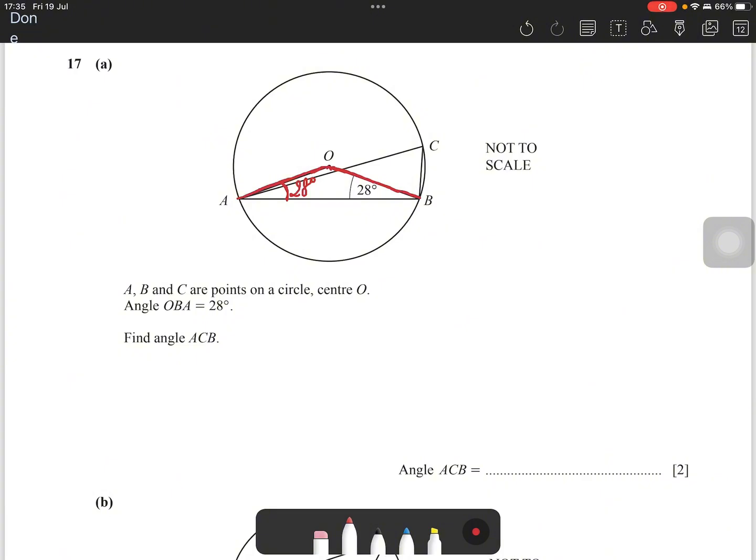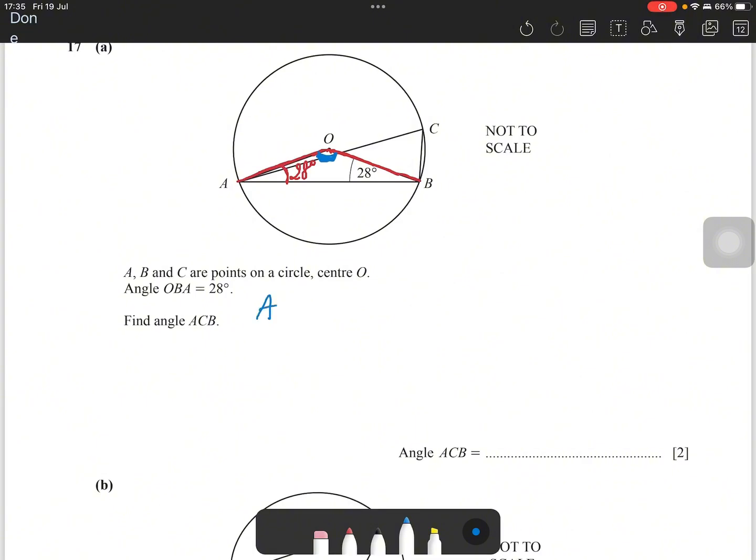Next, from this information, we can find the angle AOB, this blue angle. To find the angle AOB, we subtract the other two angles from 180 because the sum of the three angles adds up to 180 degrees. So the angle AOB is 124 degrees.